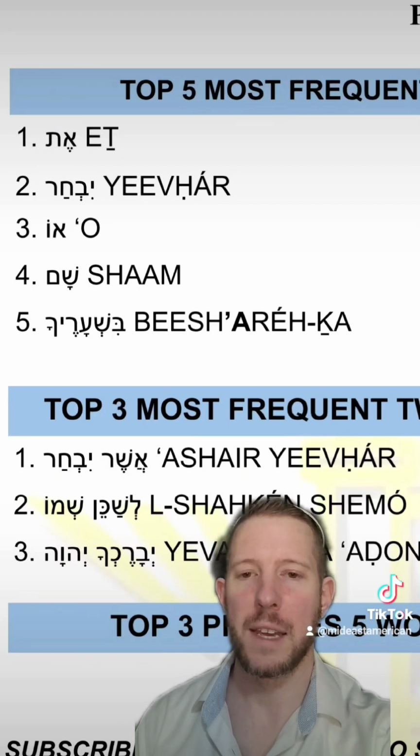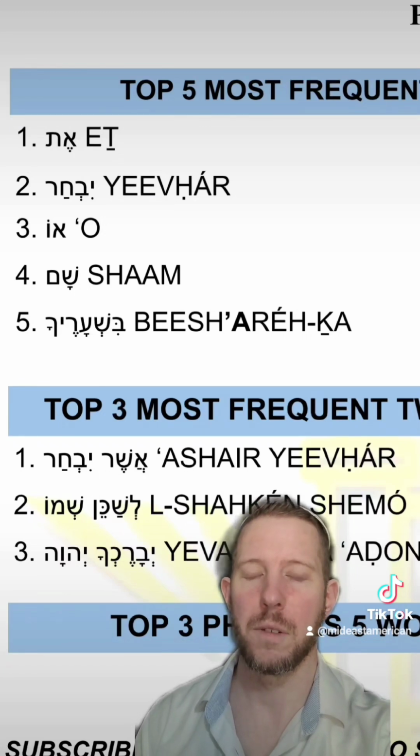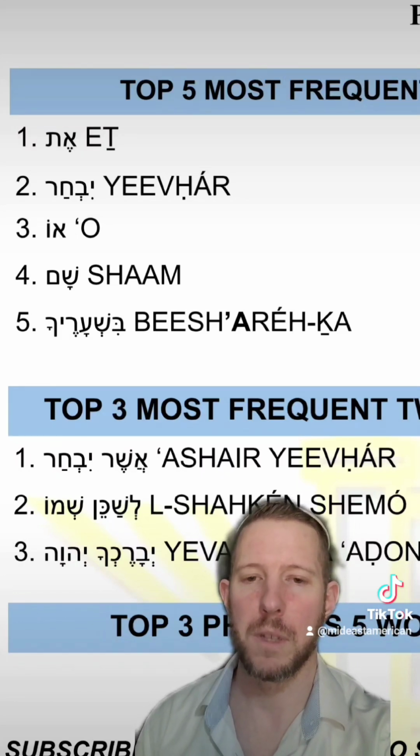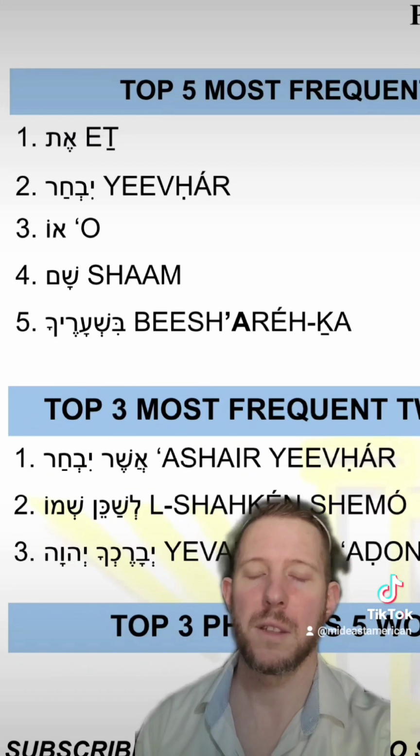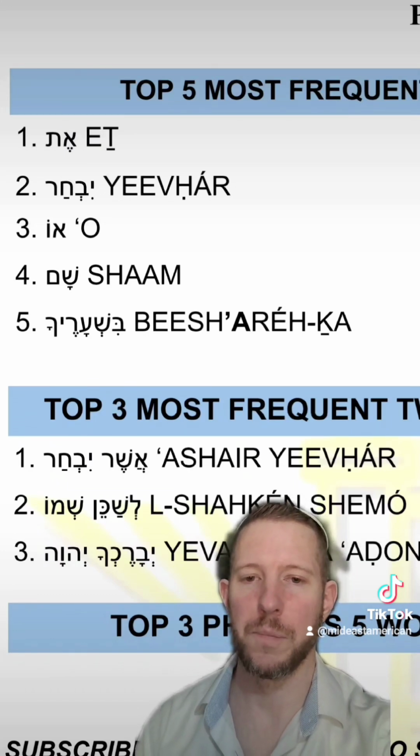Next, leshaken shamo. Leshaken shamo means to dwell his name, that his name will dwell in a particular place. Yevrecha Adonai means, may He, the Lord, the Eternal, bless you.